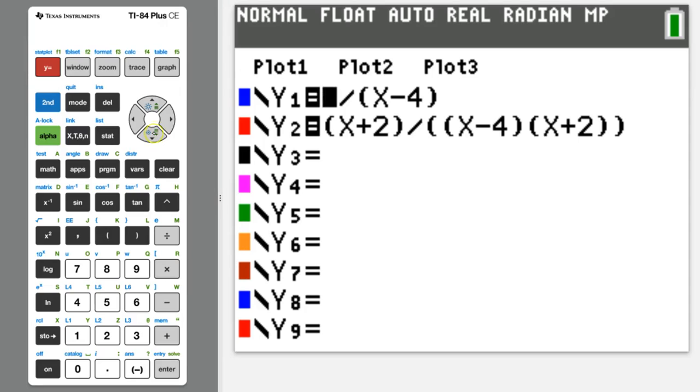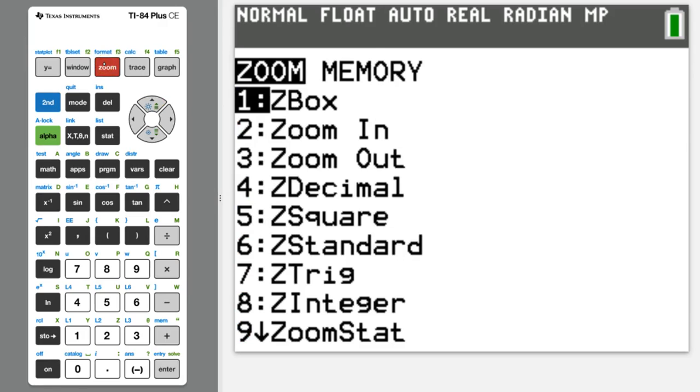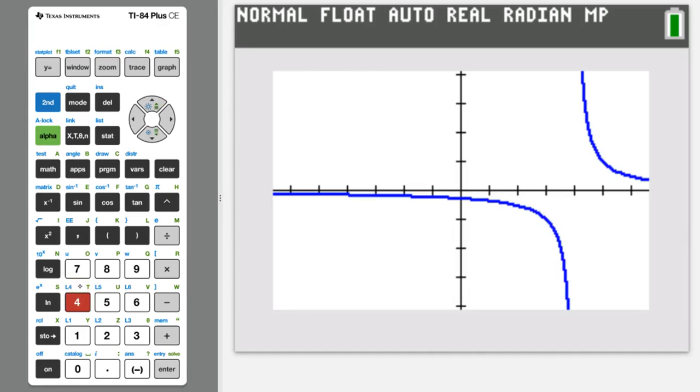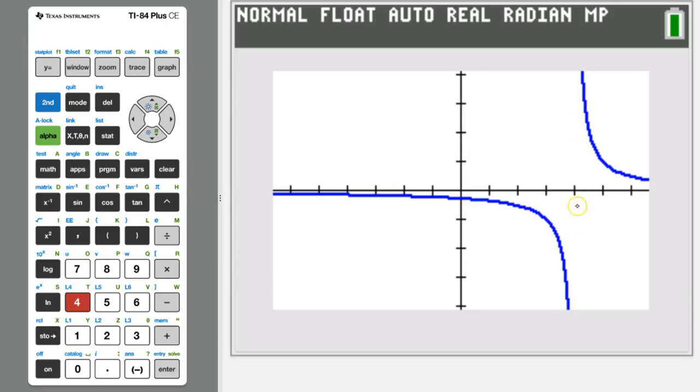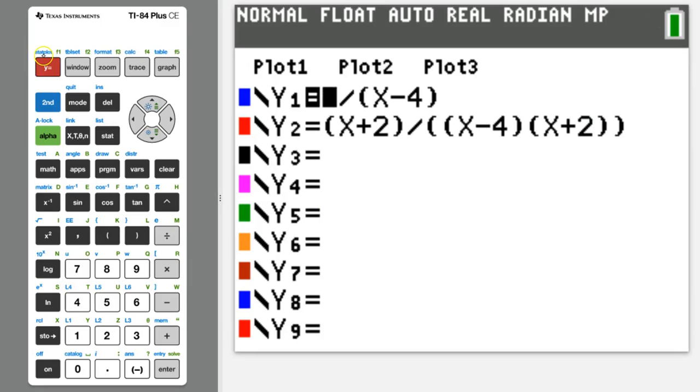Okay, the first thing I'm going to do is look at just the first graph. So I'm going to turn off the equal sign on the second graph, and it's only going to graph the first one. I'm going to choose zoom decimal, which is going to give me a nice window for this graph. Okay, so this might be what we would expect. It has a horizontal asymptote of y equals 0 since it's bottom heavy, and it has a vertical asymptote here at x equals 4. Now let's take a look at the other one by itself. So turn off the first one, turn on the second one.